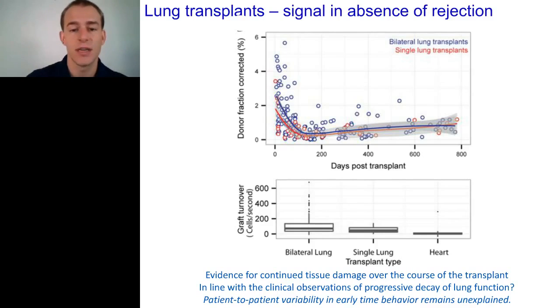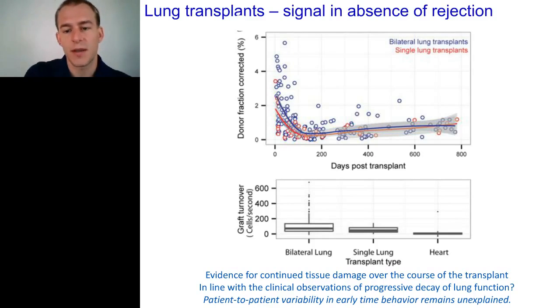So there's a nice correlation between transplant mass, graft mass, and the level of donor DNA in absence of rejection. And you can then extract the turnover rate of graft cells per second. It's actually interesting to see that there's about 100 lung cells that are turning over every second. That level of turnover is required to explain the levels of donor DNA that we're measuring in the study.